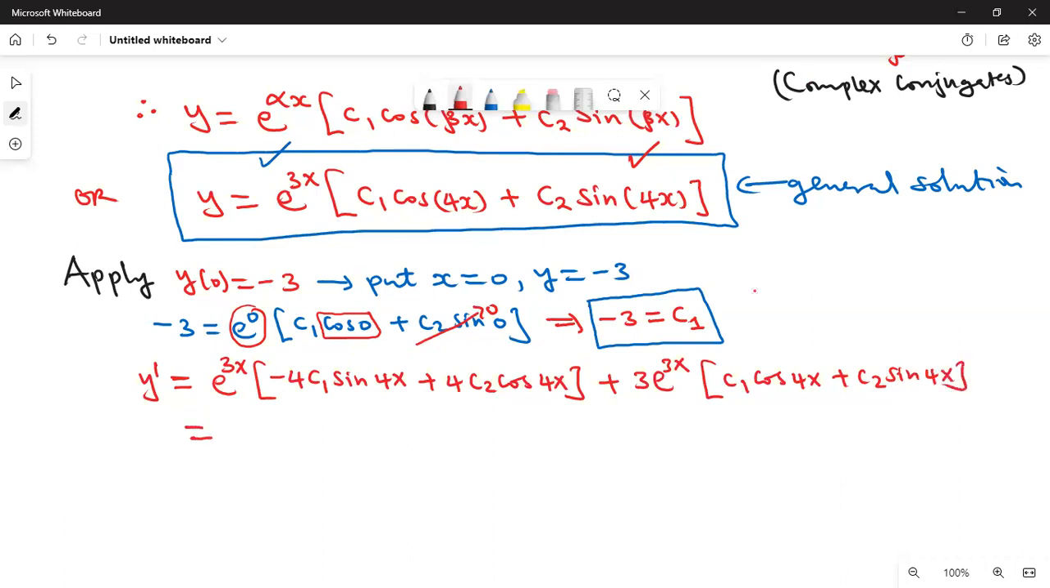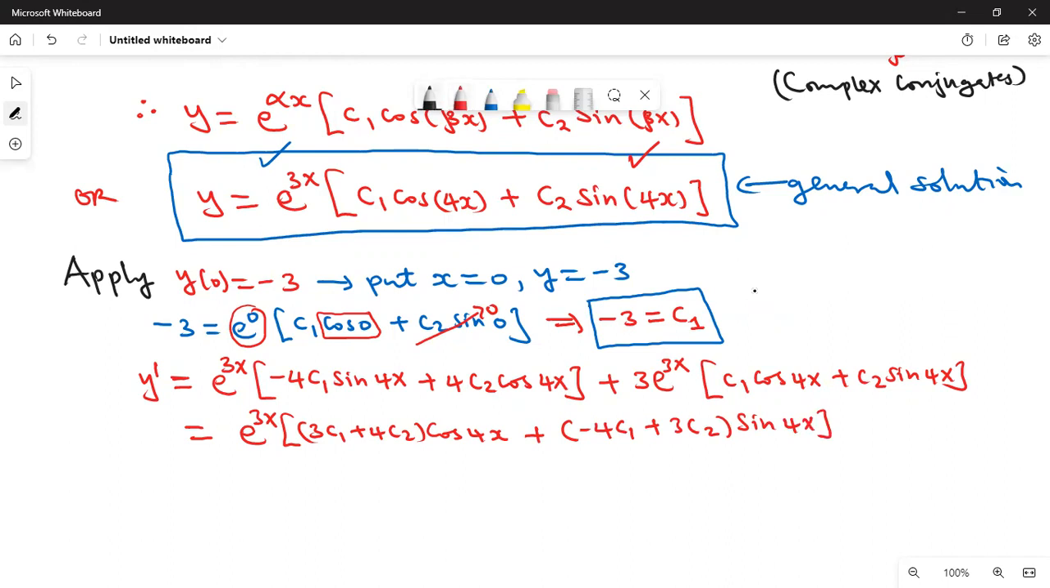If I simplify, it's the same as exponential 3x. Let's combine the cos terms. I can see 4c2 cos 4x and 3c1. So it is 3c1 plus 4c2, that is cos 4x. What about sine? I can see plus -4c1 plus 3c2 sine 4x.